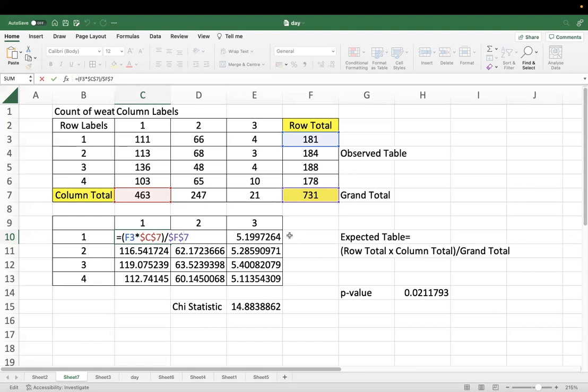What is the formula for calculating the expected table? They will ask you. And they will ask you the formula for degrees of freedom: rows minus 1 into columns minus 1. So this is one of the most common interview questions we see in data science. Chi-square test of independence: the null is no association between both variables. Alternate is there is association between both variables. For the expected table, row total multiplied with column total divided by grand total.